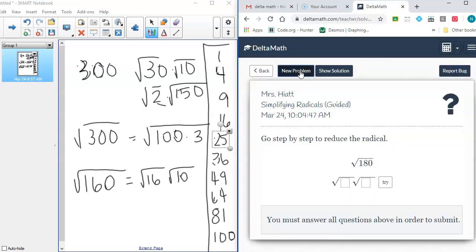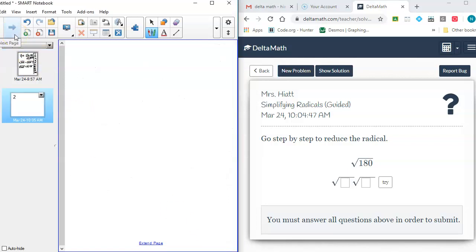Okay, square root of 180. Now, for this problem, 180, we're thinking of these numbers. Now, the first thing I thought of when I saw this was 18 times 10. But 18 is not on this list. It's not a perfect square. And 10 is not a perfect square. So 18 times 10 is not going to help us here. We can't take the square root of either one of those. So we're going to have to think of other numbers that would work here.